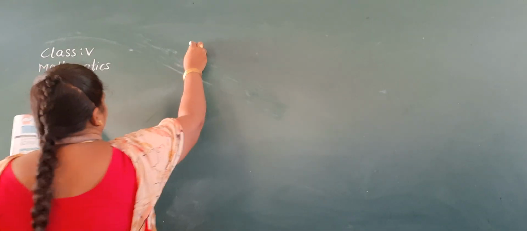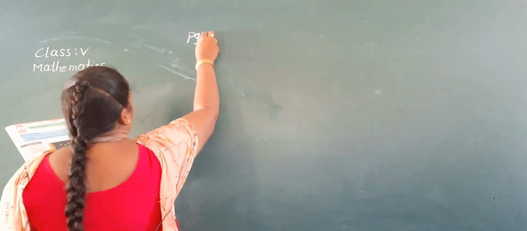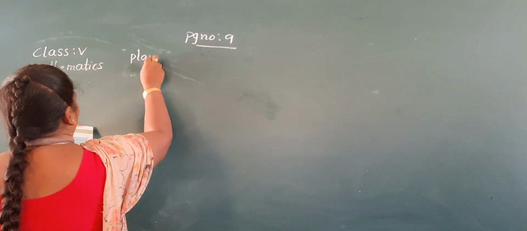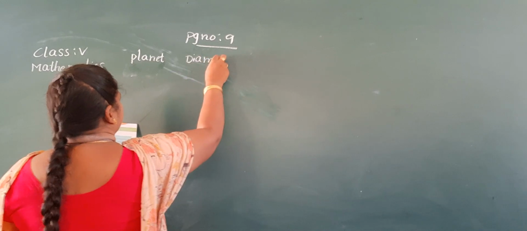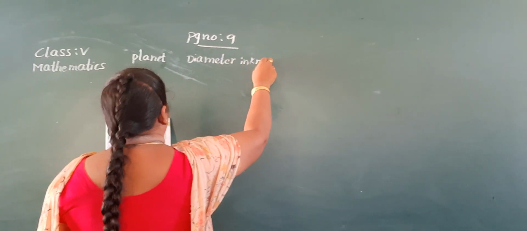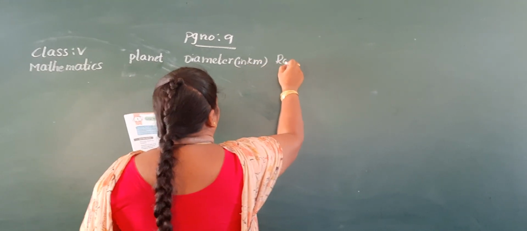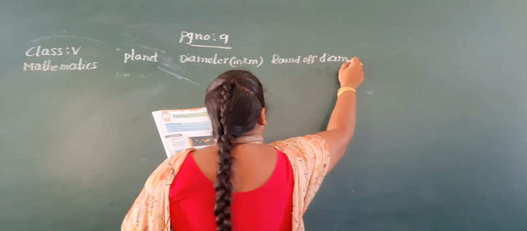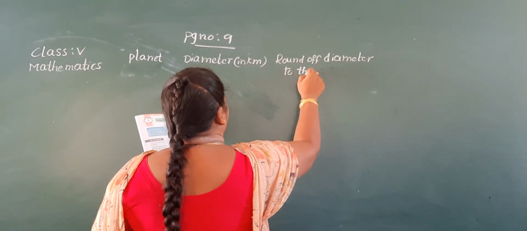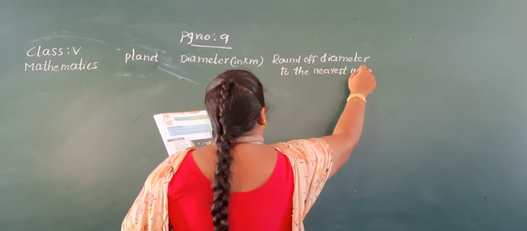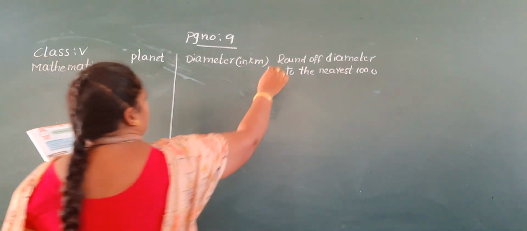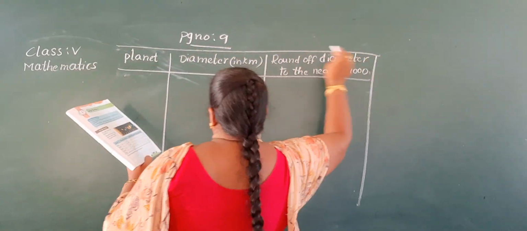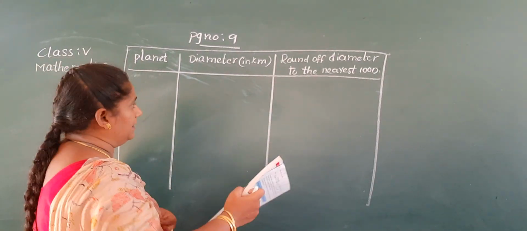I will write on page number 9: planet, diameter in kilometers, round off diameter to the nearest 1000. So page number 9 open, and see.